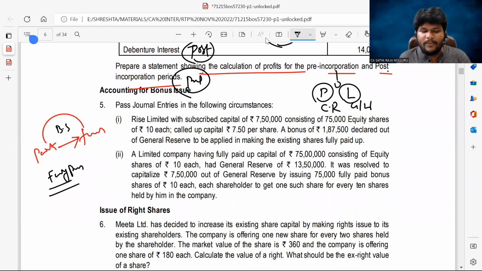Actually, the provision in Companies Act 2013 is if all the shares are fully paid up, then only you are able to issue bonus shares. Now, through issue of bonus shares, you can convert partly paid up shares into fully paid up shares as well. Why am I differentiating these two scenarios?